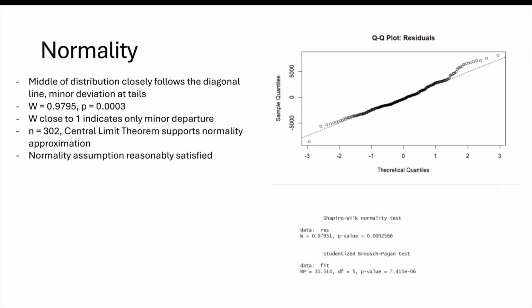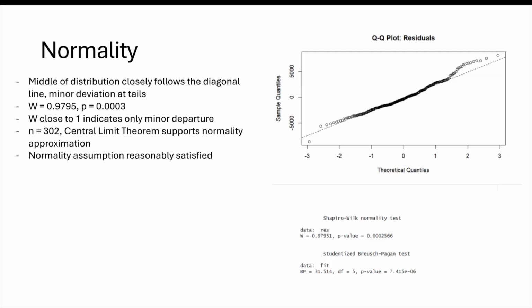The Shapiro-Wilk test gives us a formal statistical check. Our test produced a W statistic of 0.9795 and a p-value of 0.0003, which technically rejects normality. However, the W statistic being so close to 1 tells us the actual departure from normality is very small. The test is simply sensitive because our sample size is 302.